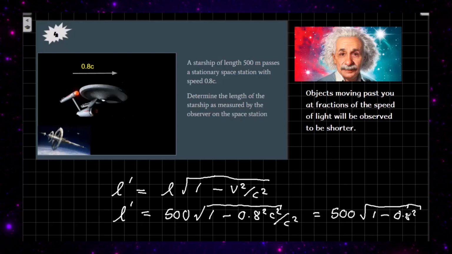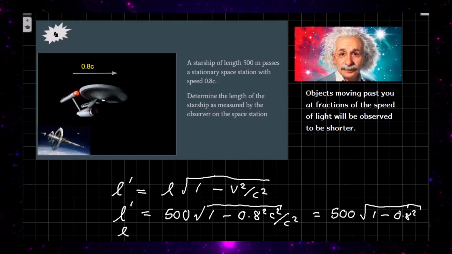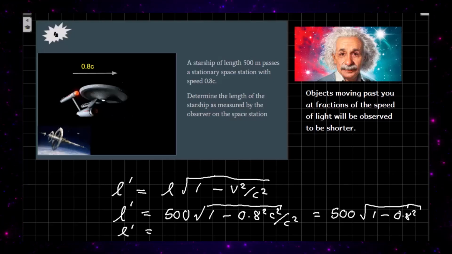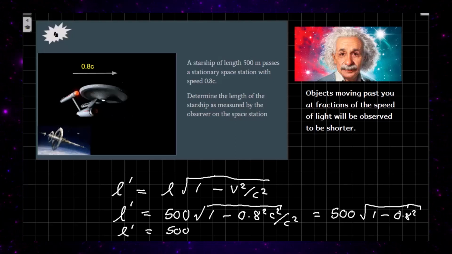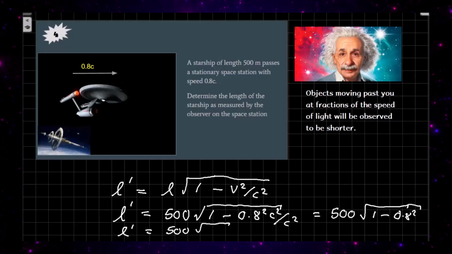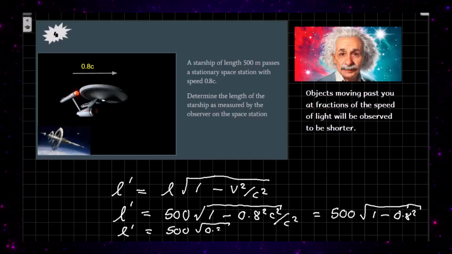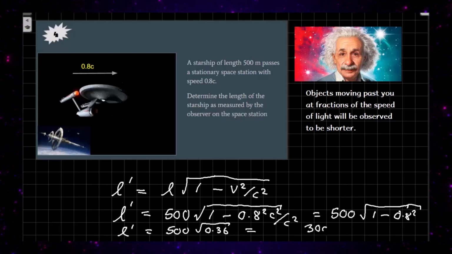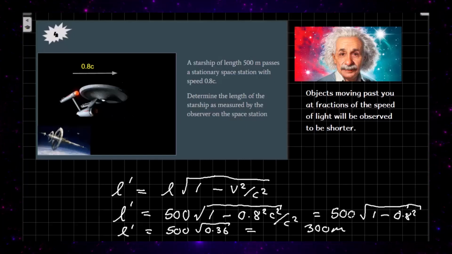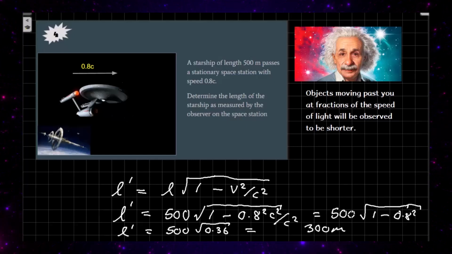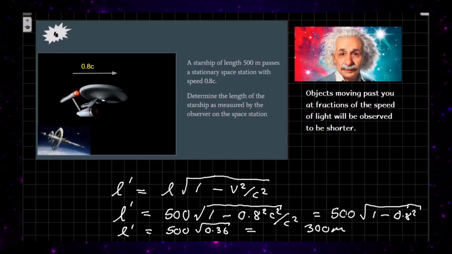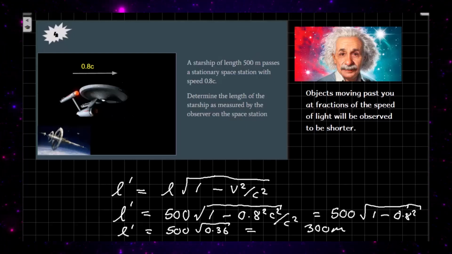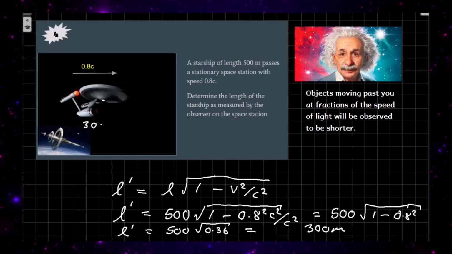Now, if you do that in your calculator, you end up with the actual length of the spacecraft as you measure it is going to be equal to 500 times the square root of 0.36, which gives you an answer equal to 300 meters. So even though you measure the spacecraft as it passes you by, you will see that it's not going to be the same size as its length if you measure it when it was stationary. The stationary length of 500 meters, you will measure as it goes past you a length of only 300 meters.